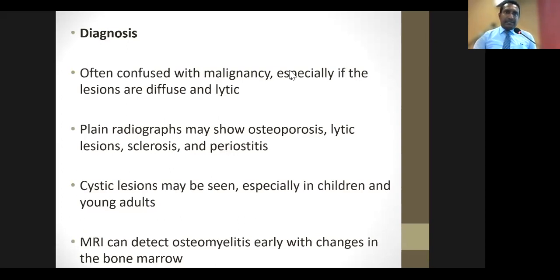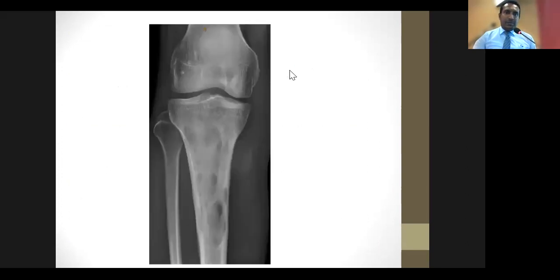Diagnosis, as I told earlier, if the lesions are multiple and lytic, can be confused with malignancy. Plain radiograph will show lytic and sclerotic lesions, and periostitis can be seen. Even cystic lesions can be seen in children. Like in any other musculoskeletal TB, MRI can detect early changes in osteomyelitis too. So this is osteomyelitis of the tibia, presenting as a lytic lesion there.